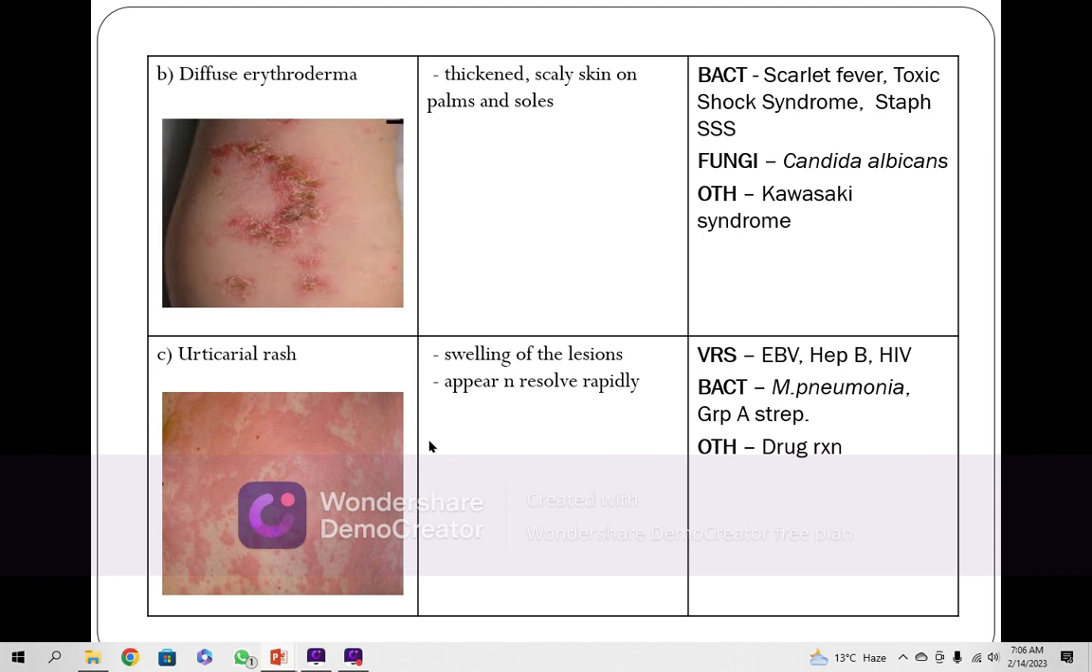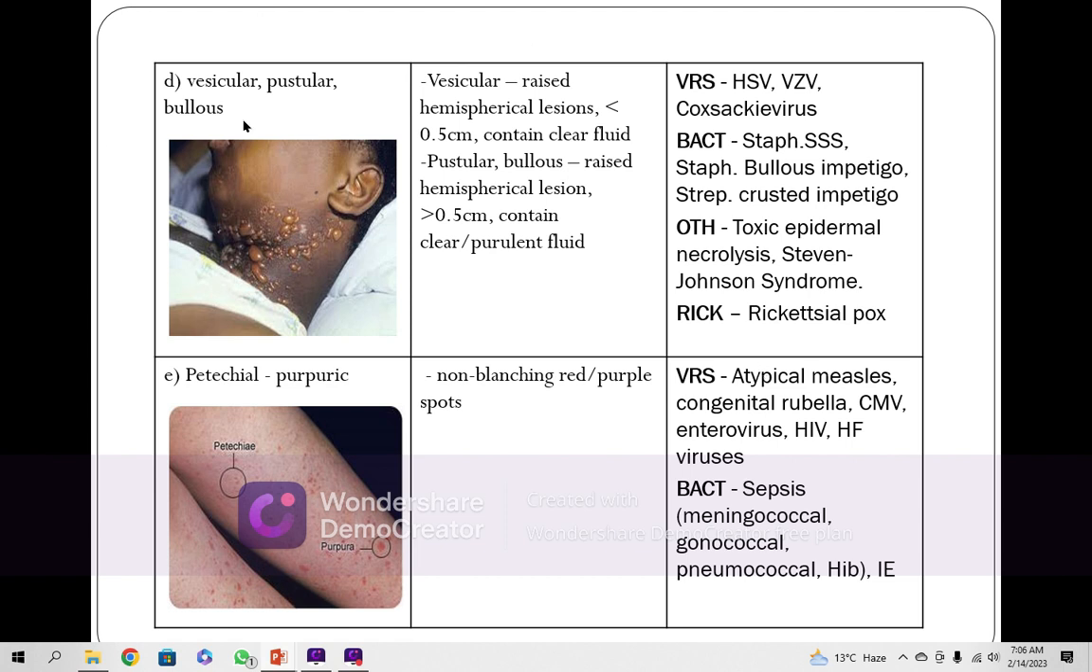It may be due to what is known as hereditary angioedema, urticaria. Viruses like Epstein-Barr virus, hepatitis B virus, HIV, and bacteria like Mycoplasma pneumoniae can cause this urticaria, or group A streptococci, and the others, for example drug reactions, which cause urticaria very commonly. It can cause fever also. The vesicular, pustular, bullous, all lesions in one.